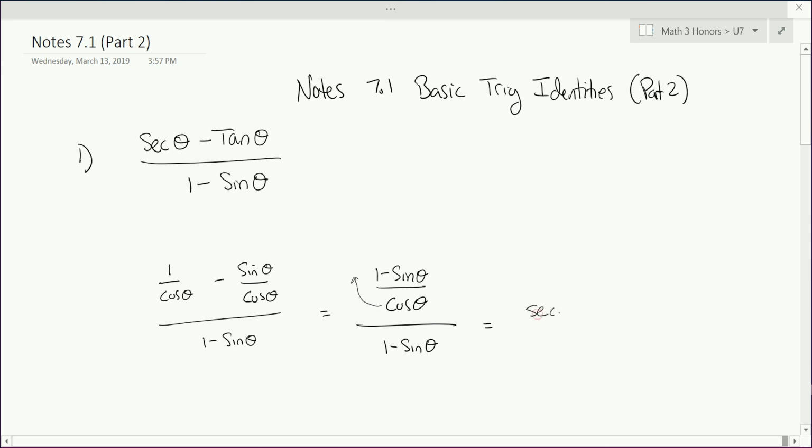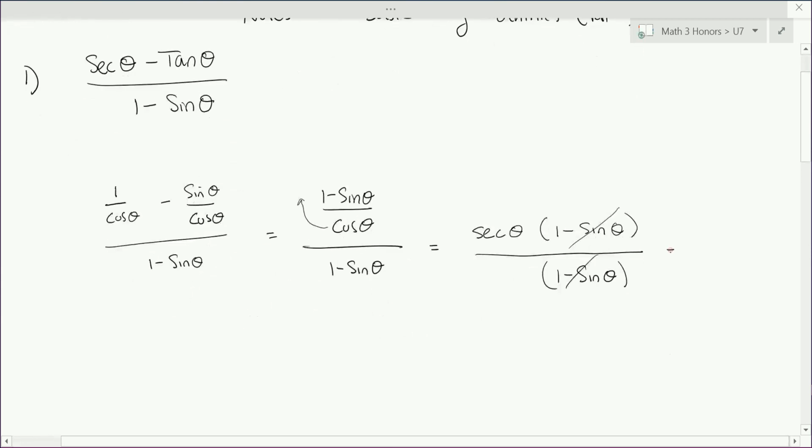Secant. And then I need to make sure the 1 minus sine theta that I'm putting it next to stays in parentheses, because that's a factor itself. And then that's all over 1 minus sine theta. You see what to do next? Now you can reduce. Yeah. Answer is secant theta. Okay. So we've simplified that down to secant theta.